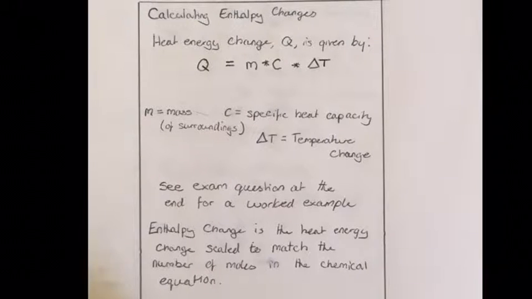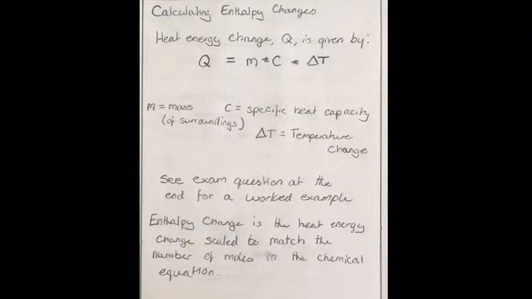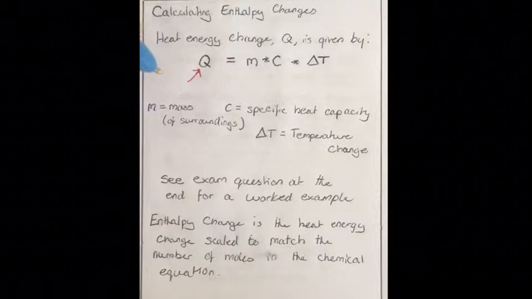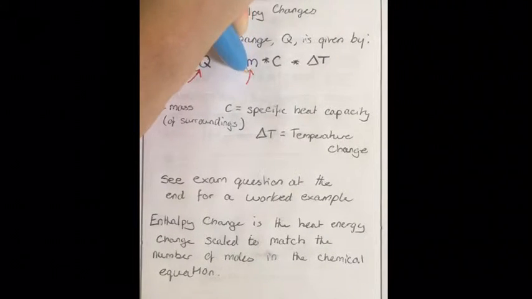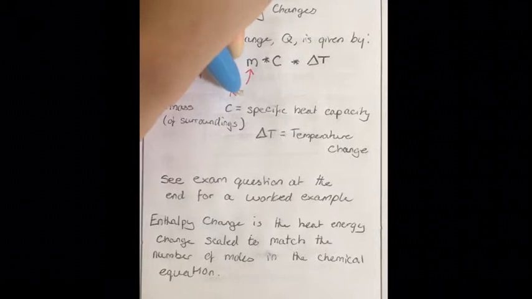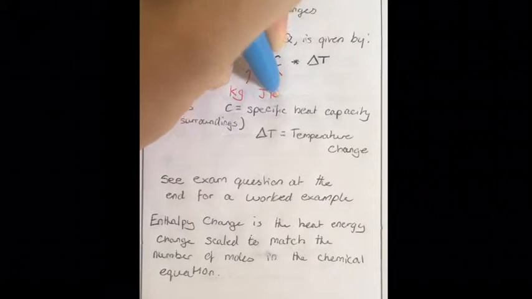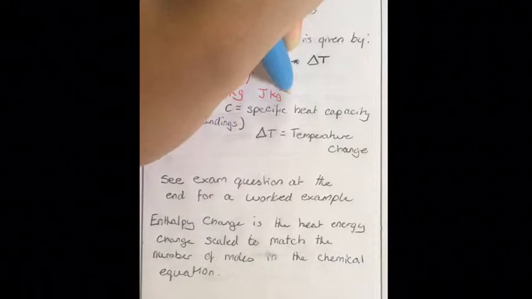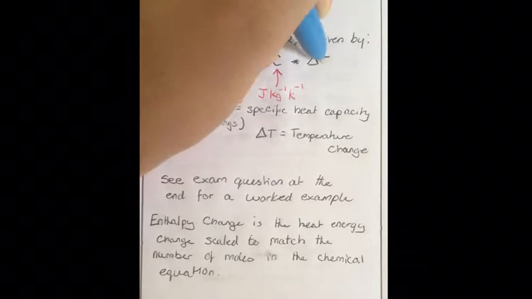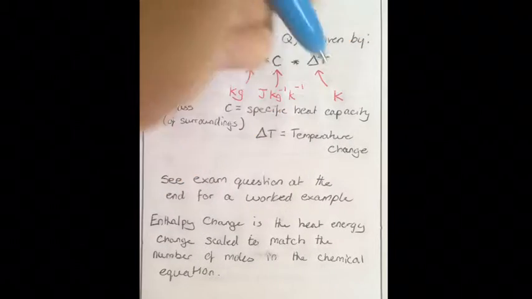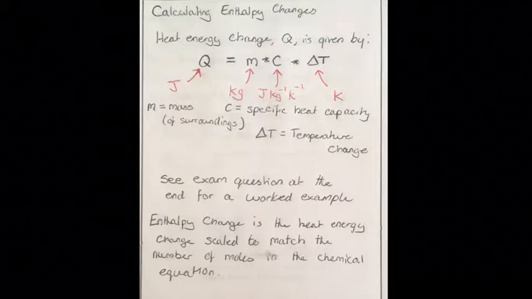It's now time to talk about how to calculate enthalpy changes from experimental data. And firstly, we must know how to calculate how much heat energy has been transferred when something changes temperature. The formula shown here is how to do it. The heat transferred, Q, which is given in joules, is equal to the mass in kilograms times the specific heat capacity, which has units of joules per kilogram per Kelvin, times the change in temperature, which is given either in Kelvin or in degrees Celsius. Because it's a relative change and the increments are the same, it doesn't matter which you use.